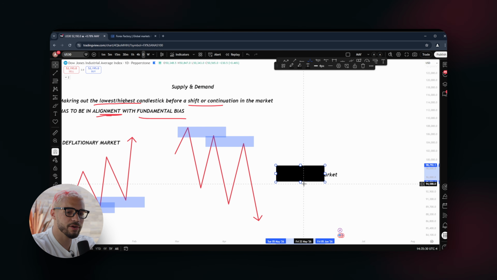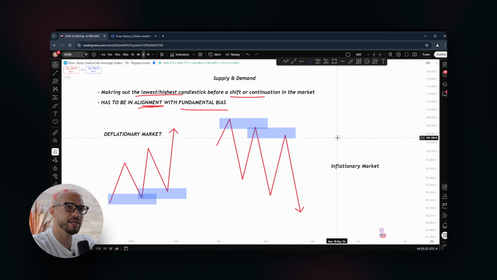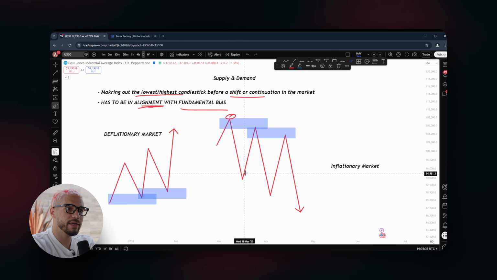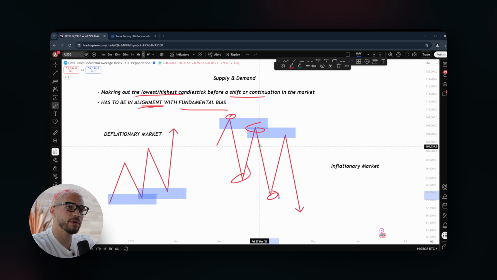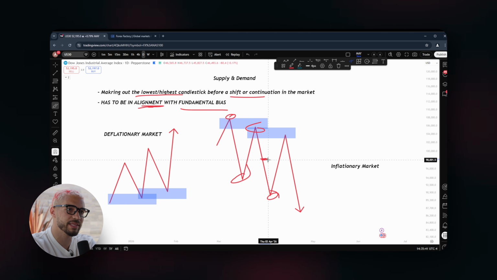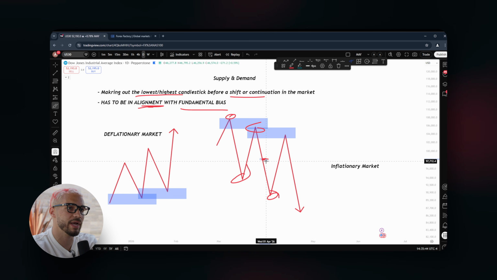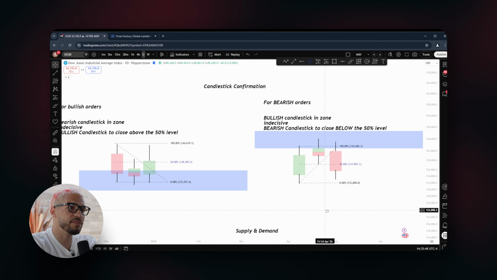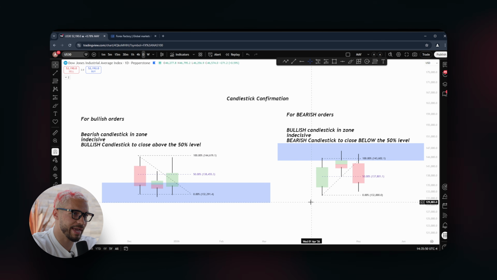Now on the opposite side here, we have an inflationary market. An inflationary market is going to be showing us a high, low, lower high, lower low, and we're looking to get in on those lower highs. It means absolutely nothing for us to get in at these mid levels here, as it will completely destroy our risk to reward ratio. And finally, the third step to this strategy is the candlestick confirmation.